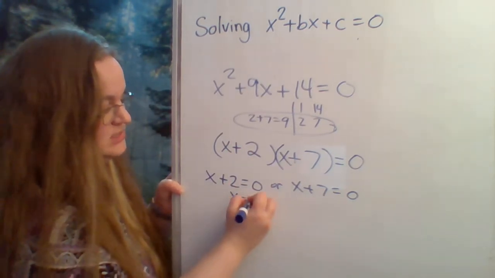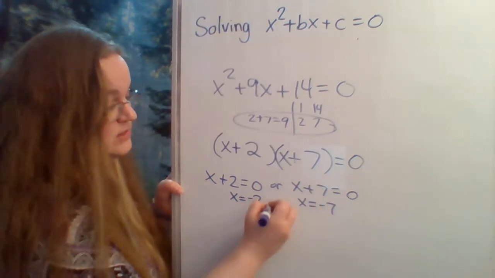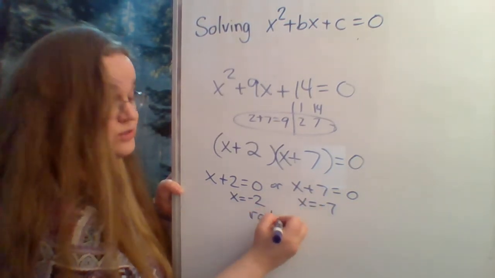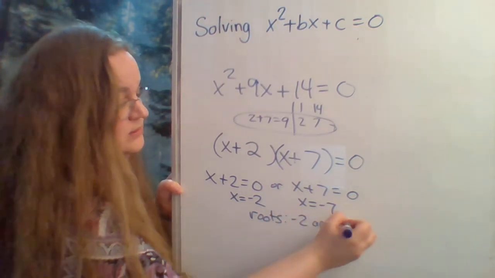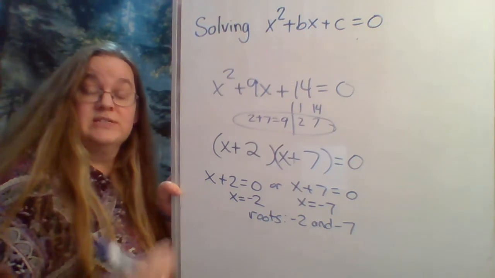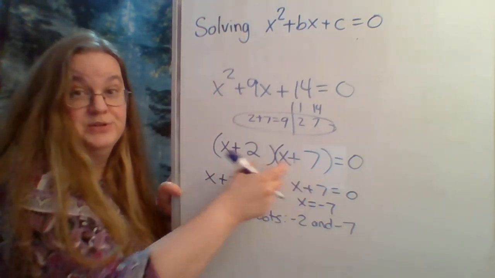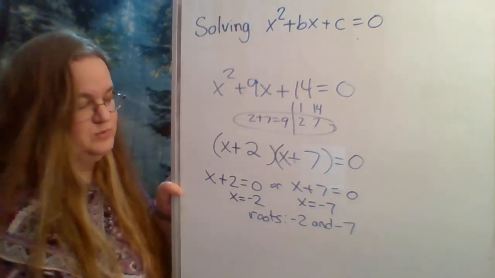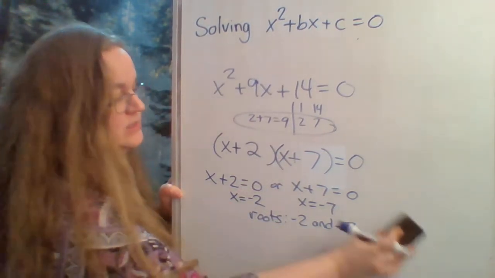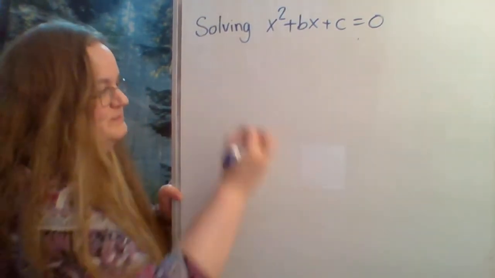Subtract 2, you get x equals negative 2. Subtract 7, x equals negative 7. So my roots or answers to this are going to be negative 2 and negative 7. So it's taking this skill that we just practiced, factoring it into two binomials, and once you have the two binomials, you can find the roots just like we did in the previous lesson. Okay? So let's take a look at one more example, and we'll call it good for today.